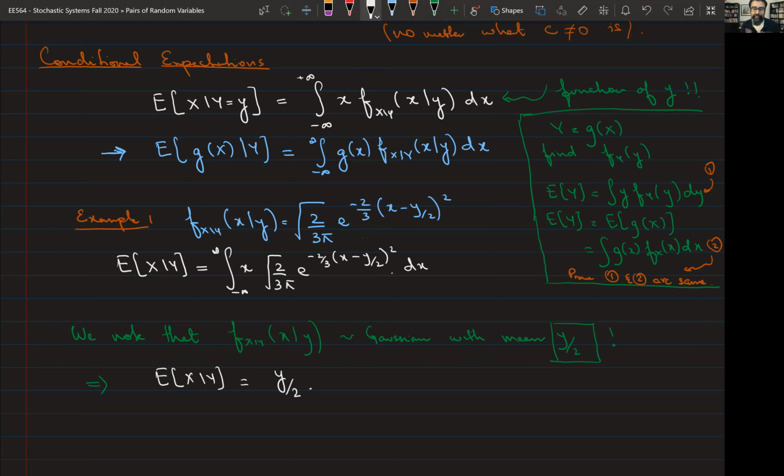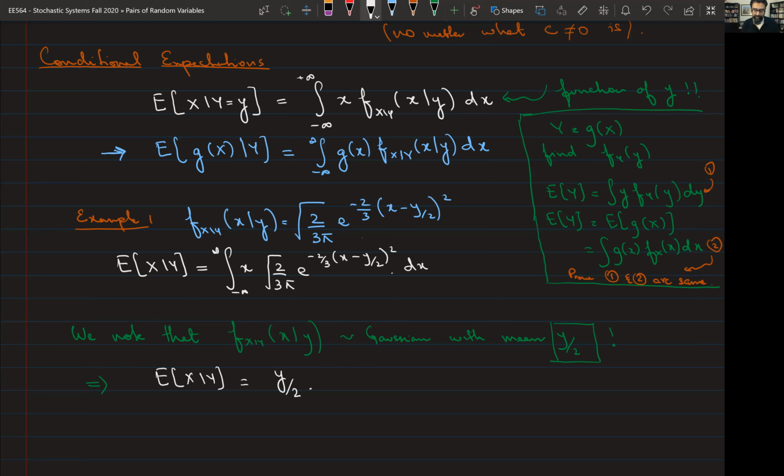Right? Because given y, you're just integrating over a Gaussian PDF whose mean is y by 2, and the mean should turn out to be equal to y by 2. You can go ahead and compute this integral, and you will obtain y by 2. And how would you go about this?